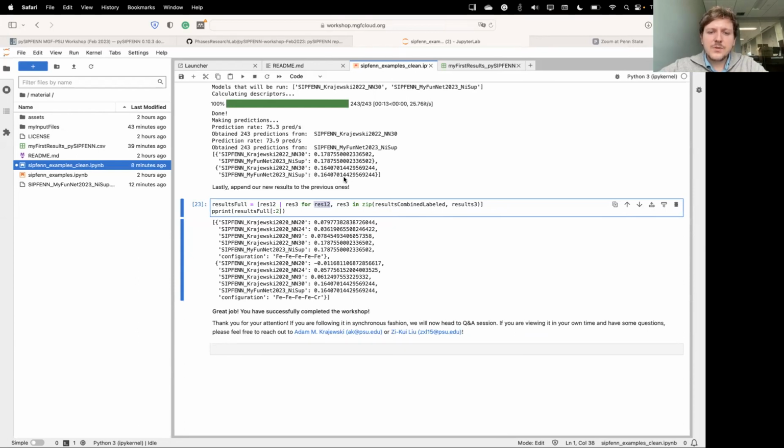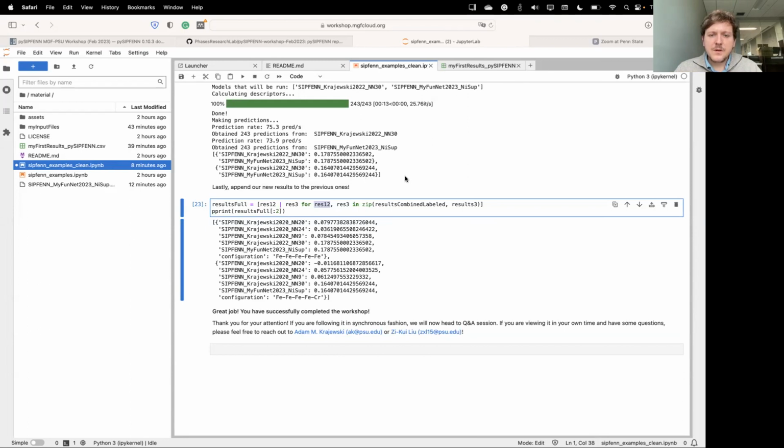Jian said, can we use PySIPFENN to predict a phase diagram? In general, PySIPFENN gives only the formation energies at 0 Kelvin at the moment. We are working towards extending it to finite temperatures. But if you can get something predicted with DFT for periodic structures, then you can do it in PySIPFENN as well.